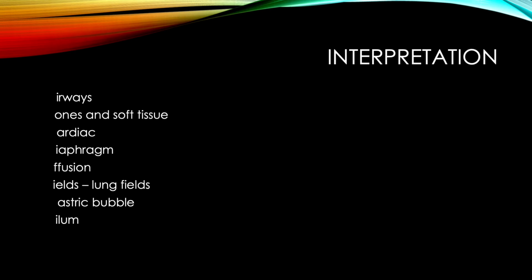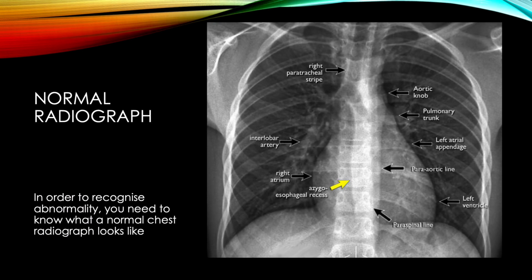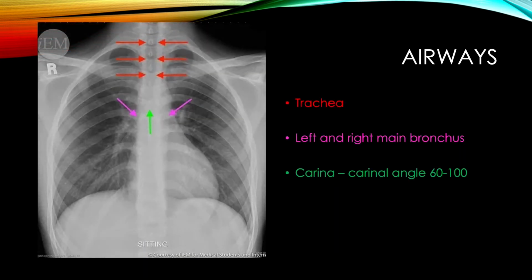The interpretation of chest radiographs should be approached systematically. A classical schematic of A, B, C, D, E, F, G, H can be used to guide the analysis. In order to recognize an abnormality, you need to know what a normal chest radiograph looks like. Let's start with A, the airway.